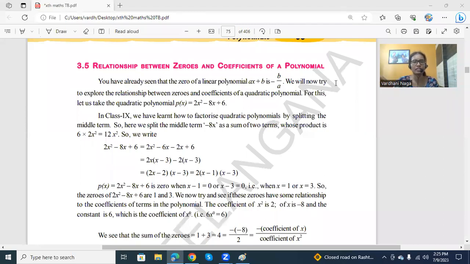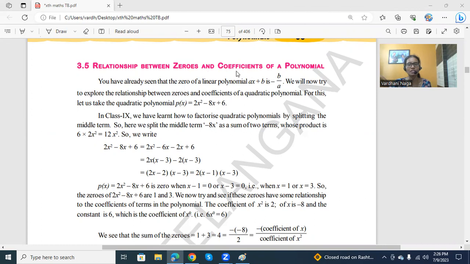Hello, hi everyone. In this video, we are going to see a few more problems of polynomials. Let's begin with a small topic, the relation between zeros and coefficients of a polynomial, which will help you solve the exercise 3.3 questions. We heard about the zeros of the polynomial in the previous video, right?